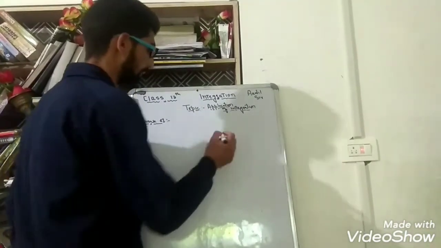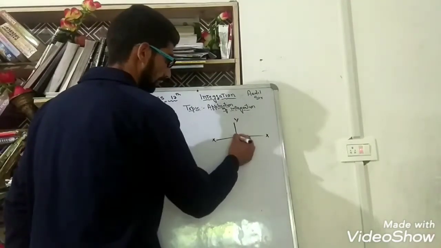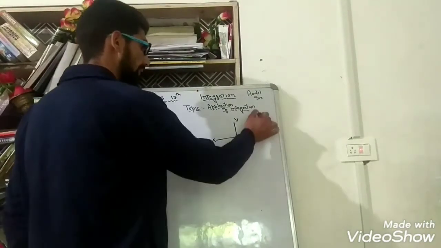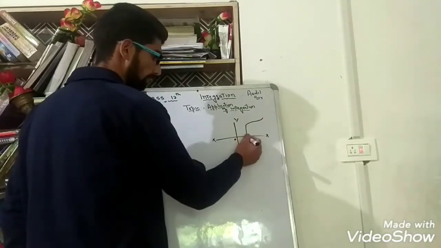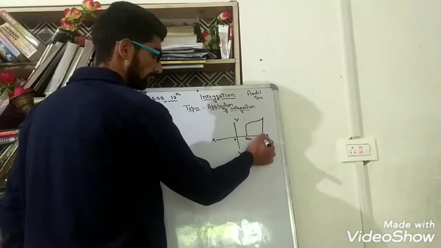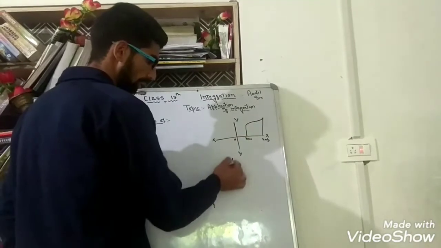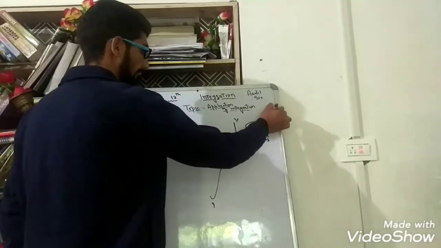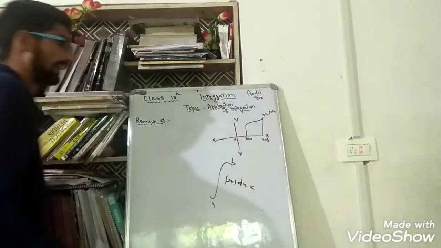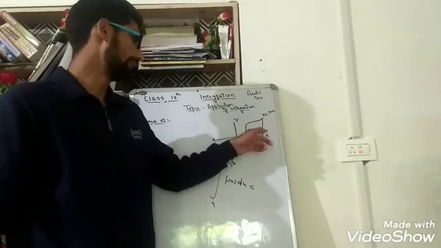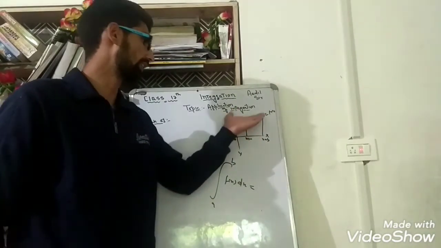We know that if we have this x-axis and this y-axis, this is our origin, and this is a curve, the curve is continuous from this ordinate x equal to a to x equal to b. We know that the integral from a to b of y equals f of x dx is actually the area that is bounded by these ordinates x equal to a, x equal to b, and the x-axis, and falls under the curve y equals f of x.